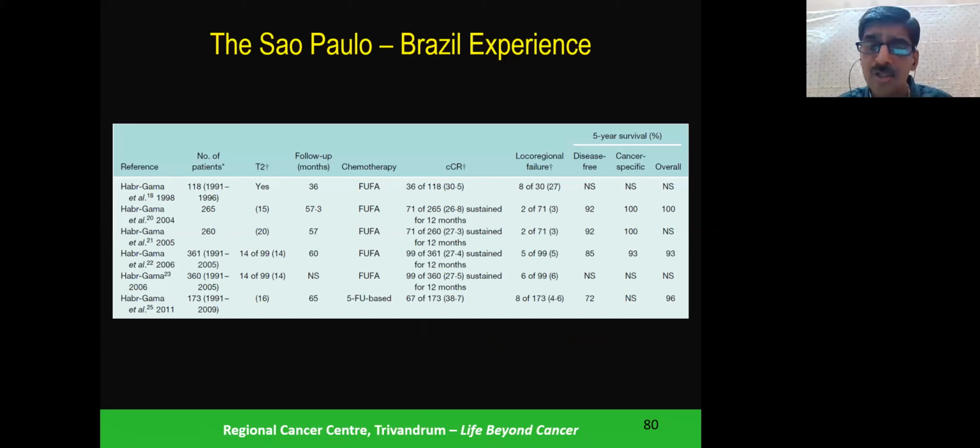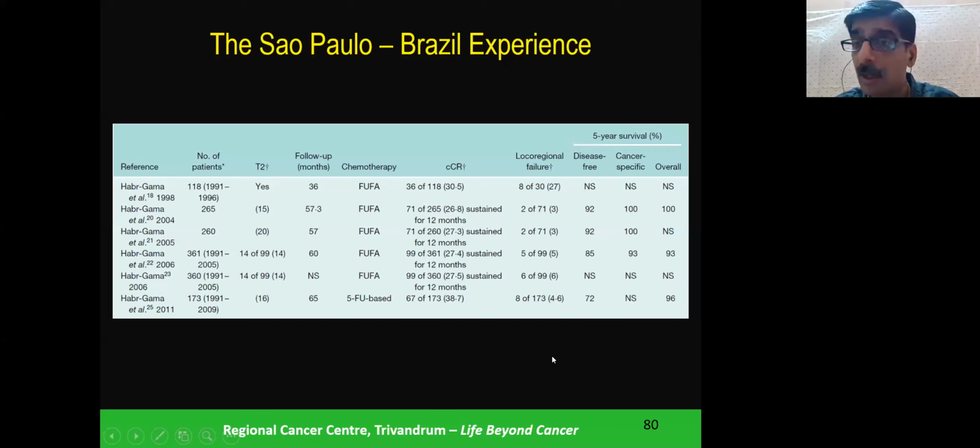And the results also show that in the initial Habr-Gama series, the recurrence was 27%. But later on, Habr-Gama has been able to reduce the local recurrence to 3%, 5%, 6%, 4.5%. So somehow this particular institute, the Sao Paulo Institute, or this particular surgical group led by Habr-Gama have been able to prove that, at least in their hands, in the way they do things, they have been able to observe these patients with local recurrence of just about 3%, which is something which needs to be applauded.